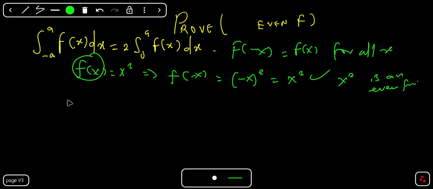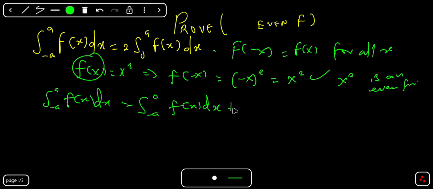Remember that if you have the integral from negative a to a of f of x dx, this will give us the integral from negative a to 0 of f of x dx plus the integral from 0 to a of f of x dx. Take note of that, it's very important.